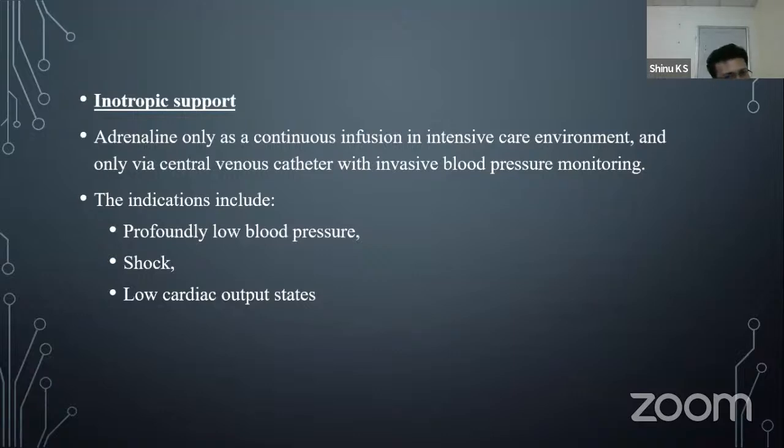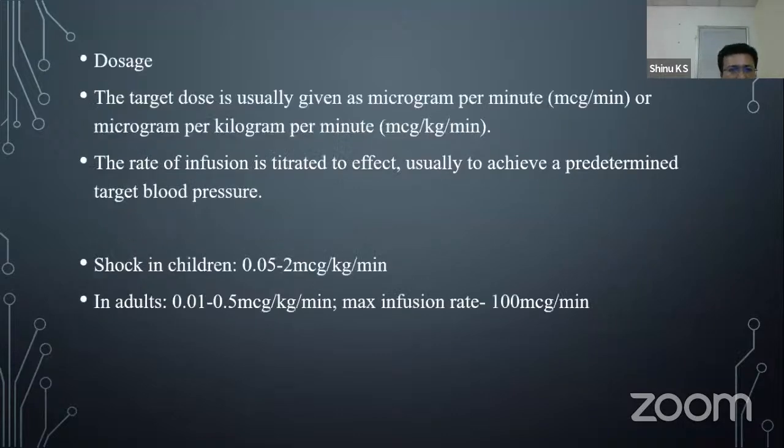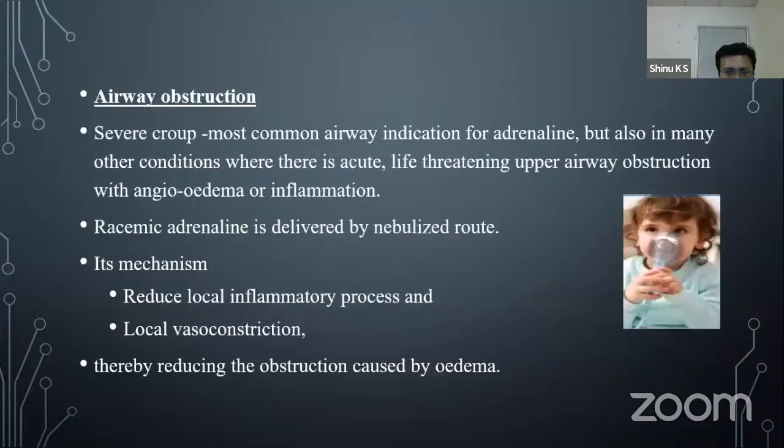Adrenaline is always given as a continuous infusion in the intensive care environment via a central venous catheter with invasive blood pressure monitoring, for inotropic support. The indications are profoundly low blood pressure, shock, and low cardiac output states. The target dose is usually given as microgram per minute or microgram per kg per minute. The rate of infusion is titrated to effect, usually to achieve a predetermined target blood pressure. For shock in children, the dose is 0.05 to 2 microgram per kg per minute. In adults, the dose is 0.01 to 0.5 microgram per kg per minute. The maximum rate of infusion is 100 microgram per minute.